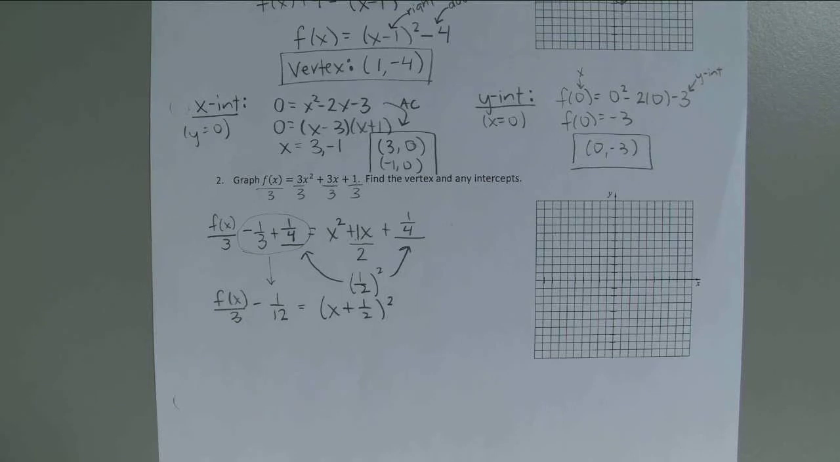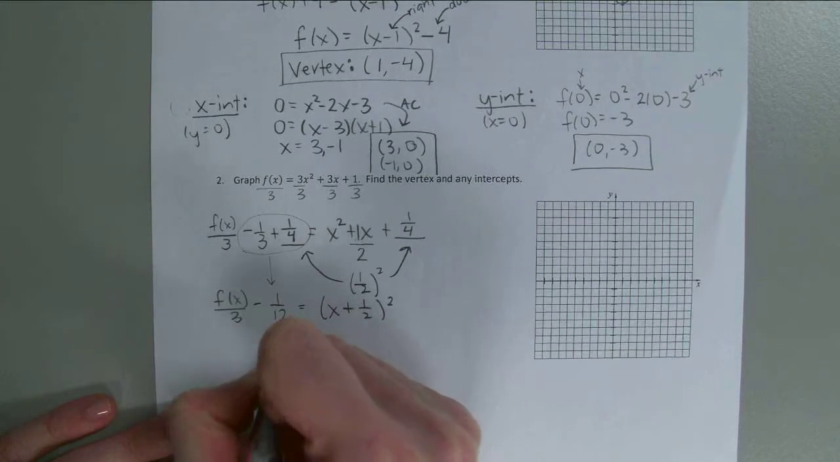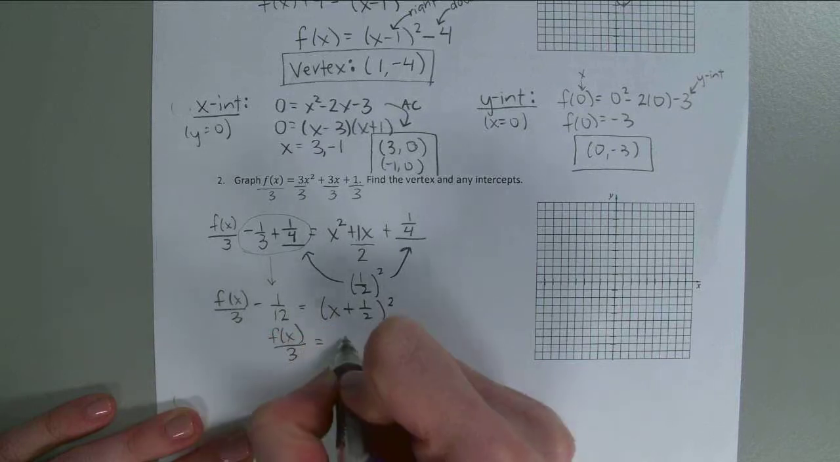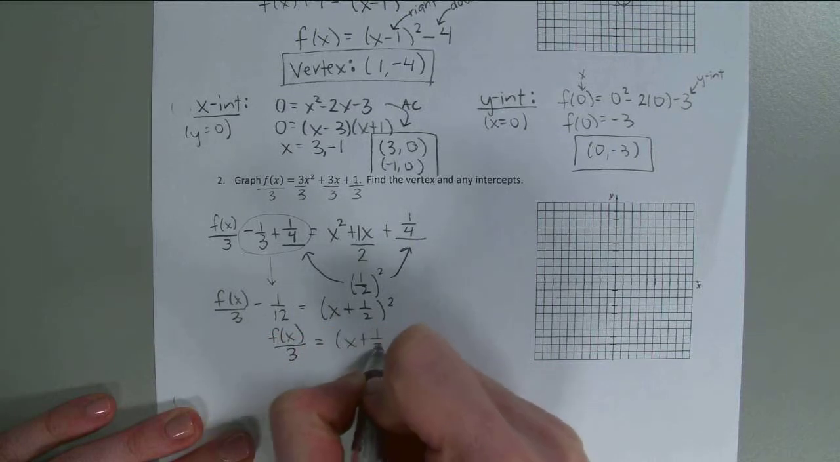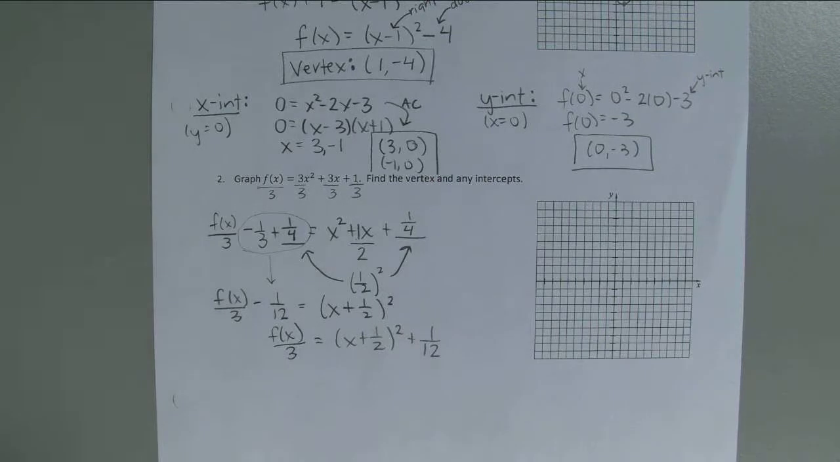All right. So what do we still need to do? We still need to get f of x by itself, and it's a little bit different than the first one because not only do we need to move the 1/12 over, but we eventually need to get rid of that 3 that's just kind of hanging out. But let's worry about adding that 1/12 over first. So we have f of x over 3 equals x plus 1/2 squared plus 1/12. Is that okay? All I did was just move that negative 1/12 over by adding it.